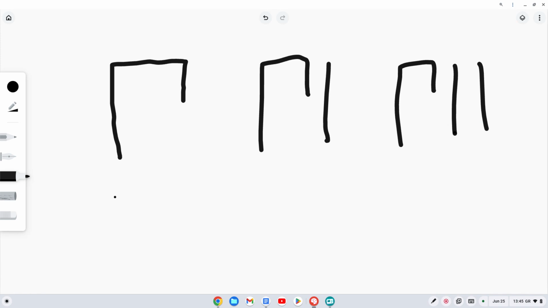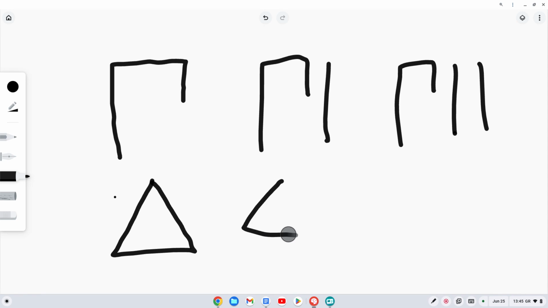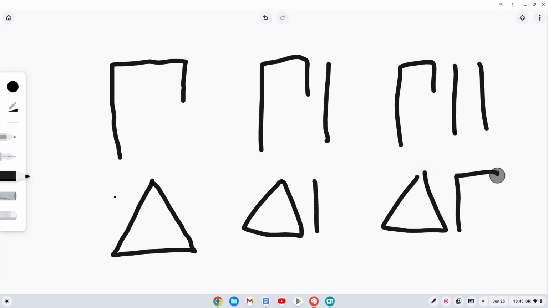And then when you get to 10, you use this symbol, which is the delta, the first letter of the Greek word for 10, which is deca. And so 11 would be like this, and so on and so forth. Then 15 would be like this, and so on and so forth.